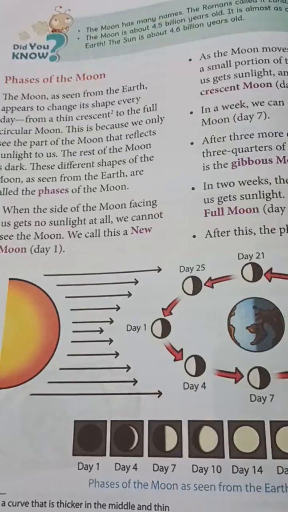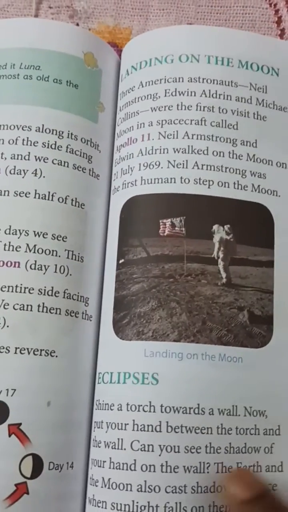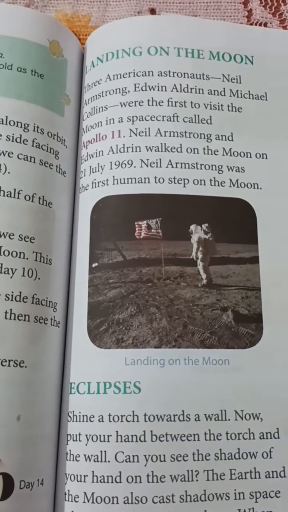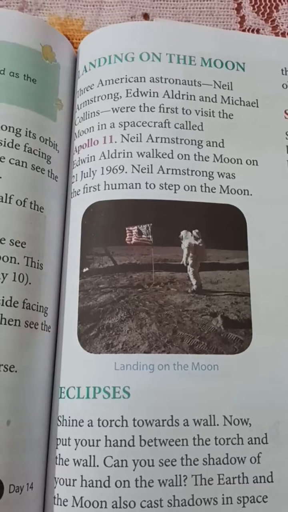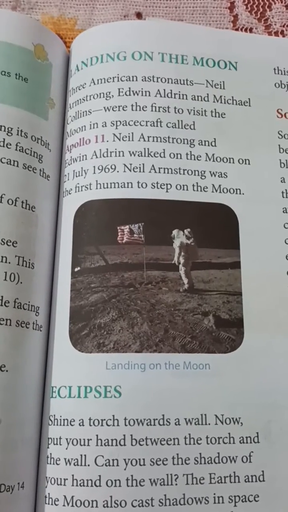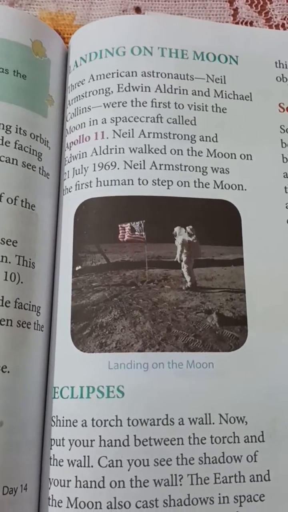I want you to read this atom, phase of the moon. Now see here, landing on the moon. You know who is the first person to land on the moon? Neil Armstrong, Edwin Aldrin, and Michael Collins. They were the first people to visit the moon in a spacecraft named Apollo 11.